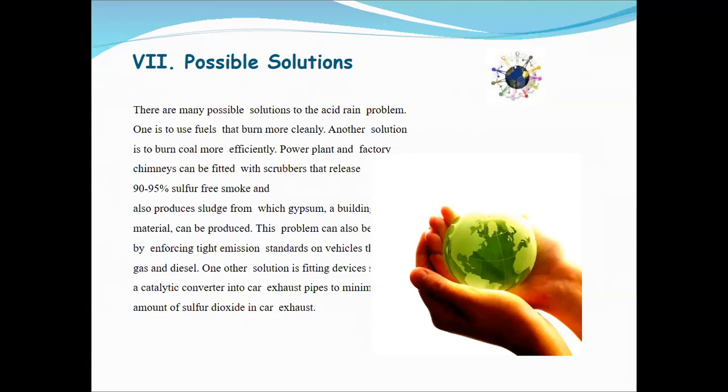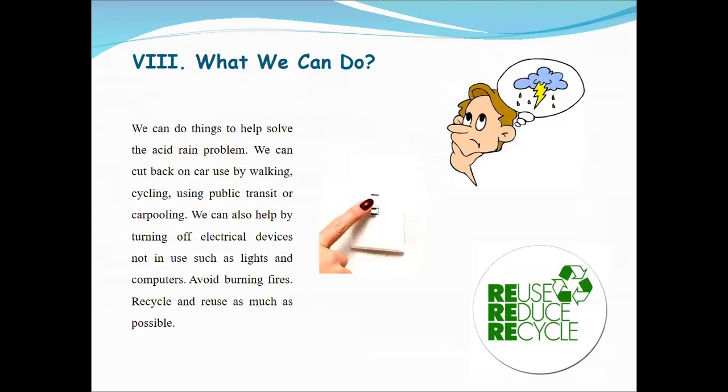Okay, so what can we do? We can do things to help solve the acid rain problem. We can cut back on car use by walking, cycling, using public transit or carpooling. We can also help by turning off electrical devices not in use, such as lights and computers, avoiding burning fires, and recycling and reusing as much as possible.